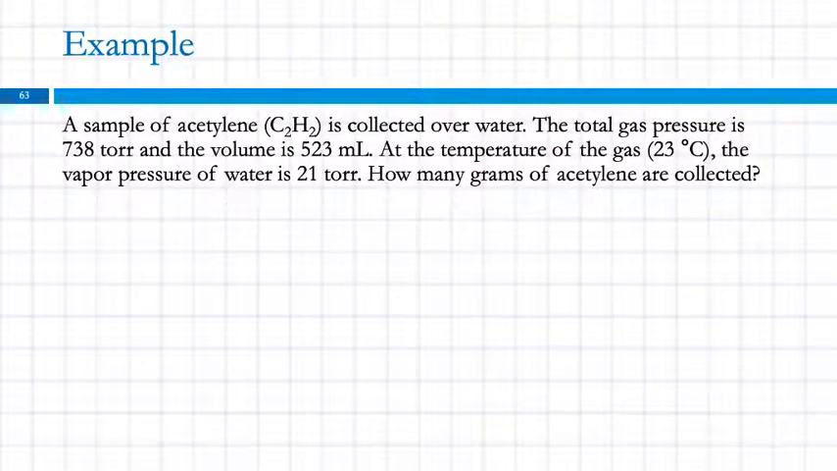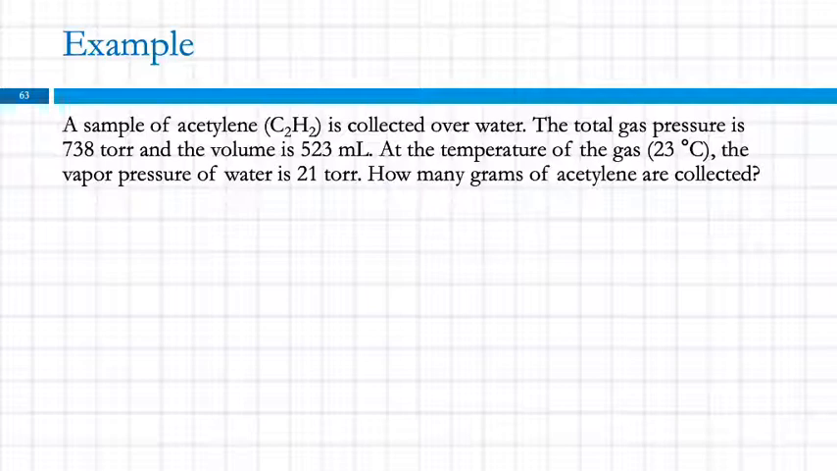So let's do an example. A sample of acetylene, C2H2, is collected over water. The total gas pressure is 738 torr, and the volume is 523 milliliters. At the temperature of the gas, 23 degrees Celsius, the vapor pressure of water is 21 torr. How many grams of acetylene are collected?